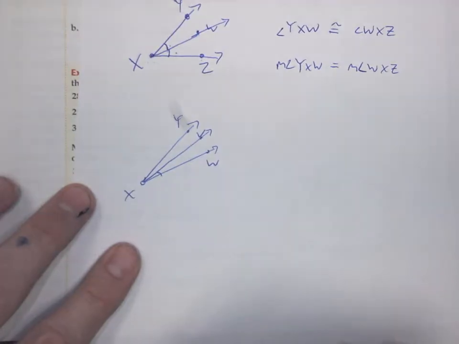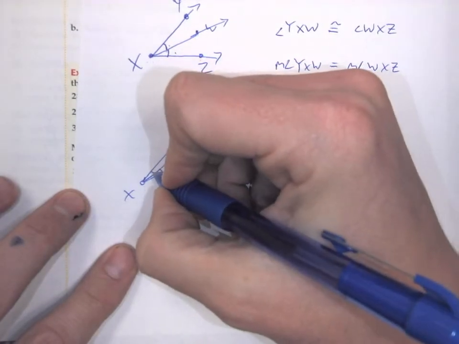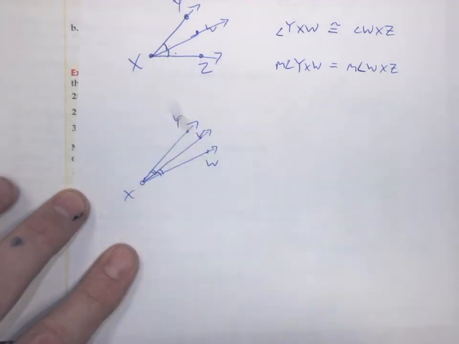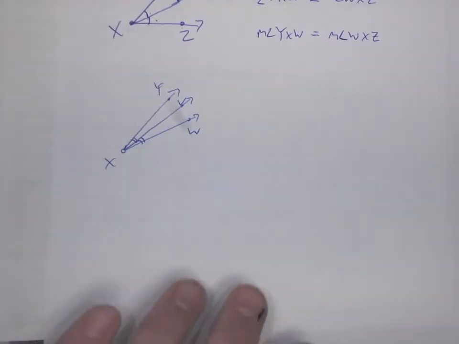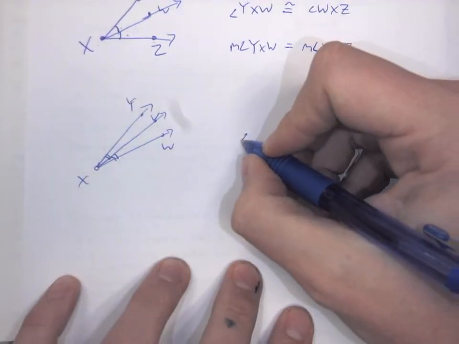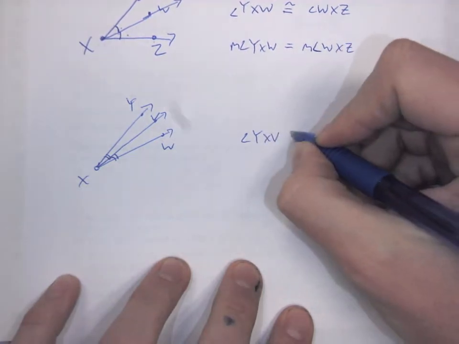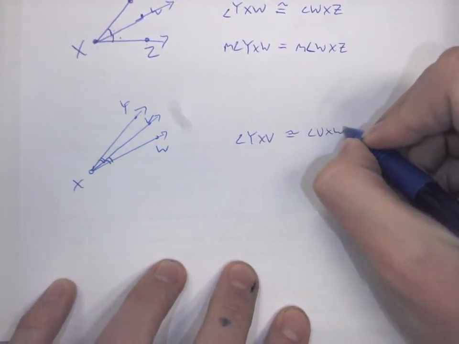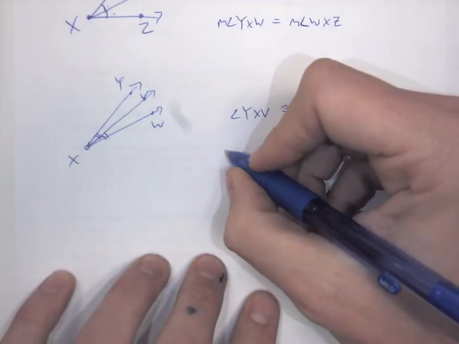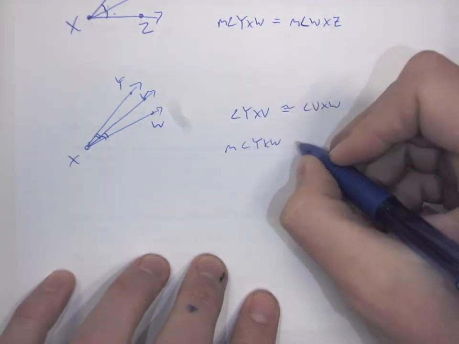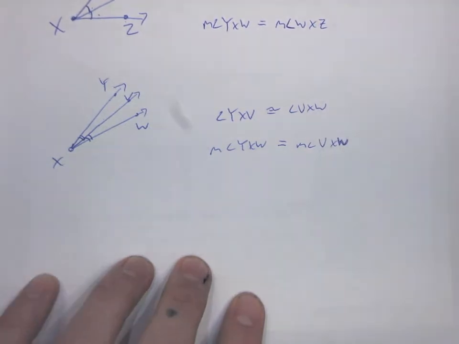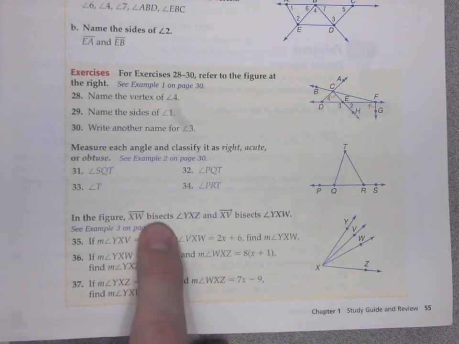Now, if you have more than one set of congruent angles, you can use double arcs. So double arcs here and here mean that these two angles are congruent. This arc here and this arc here means that these two angles are congruent. But again, I can translate that congruence into a statement. So angle YXV is congruent to angle VXW, which means that the measure of angle YXV is equal to the measure of angle VXW. And all that information comes from the word bisects.